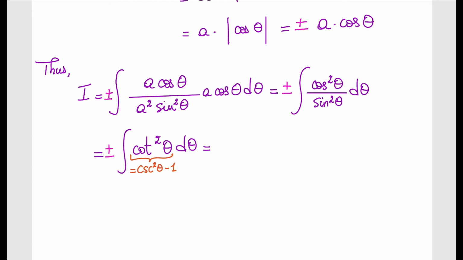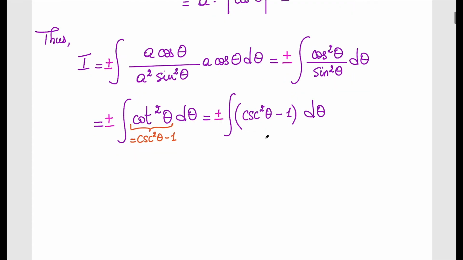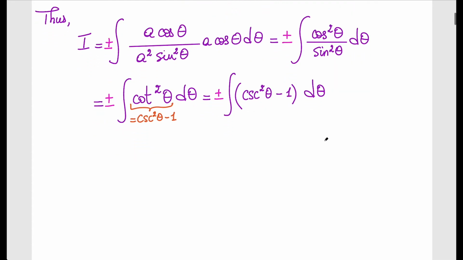So this is going to be equal to plus or minus the primitive of that entity, cosecant squared theta minus 1 d theta, right? Okay. And if you split the integral, what do you get? Actually, how about we do it immediately? So we're going to split the integral and then integrate, right?